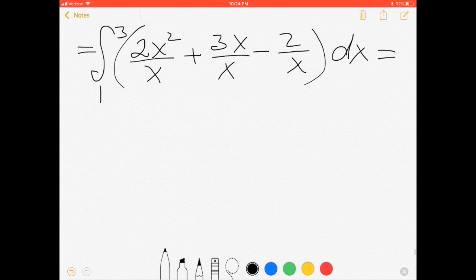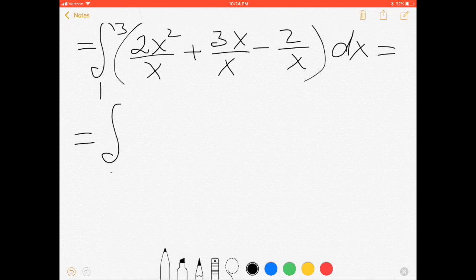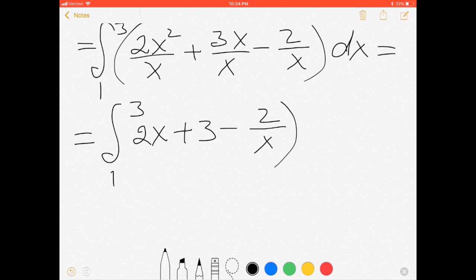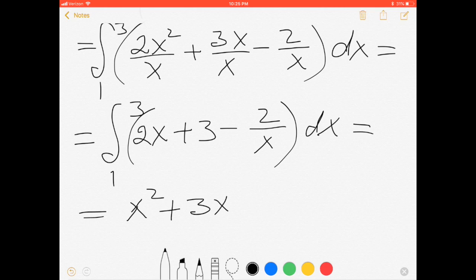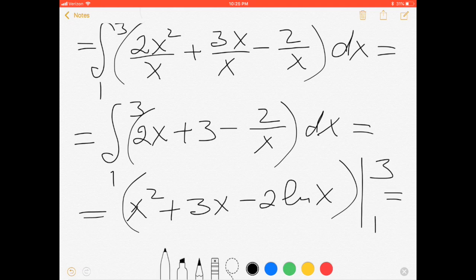Simplify each term. We have the integral from 1 to 3. Here will be 2x plus 3, and only the last term is still 2 over x dx. The integral of 2x will be x squared. The integral of 3 will be 3x. And here we have minus 2 natural log x. For all of them, we need to plug in the borders from 1 to 3.